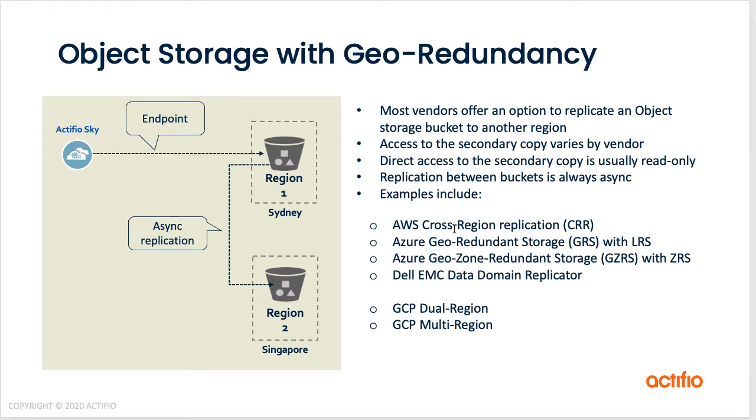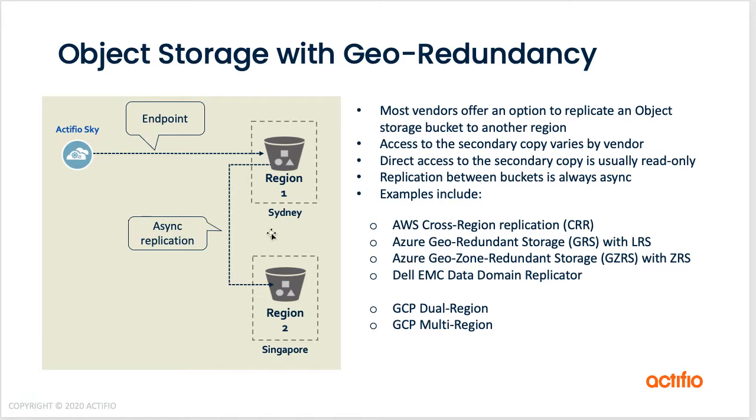AWS calls it cross-region replication, CRR. Azure calls it geo-redundant storage, GRS. They have 2 different sorts, depending on whether you want to use the local redundancy or the zone redundancy. Remember, I talked about those 3 availability zones. Now, I'm mentioning Dell EMC Data Domain here, which you go, well, hang on, that's not a cloud provider.